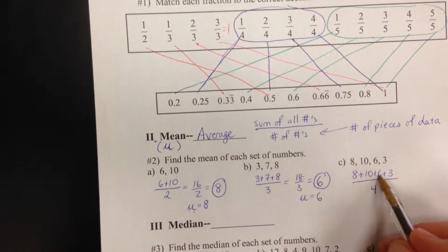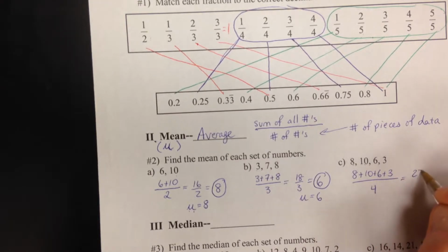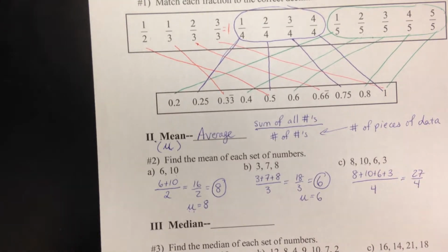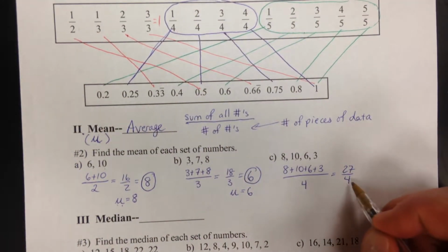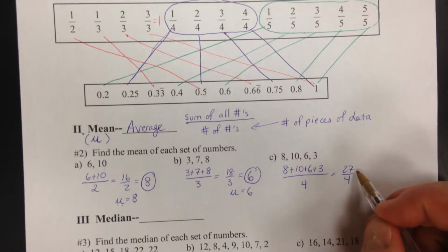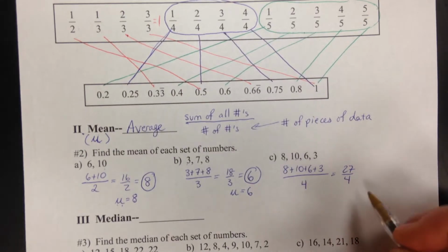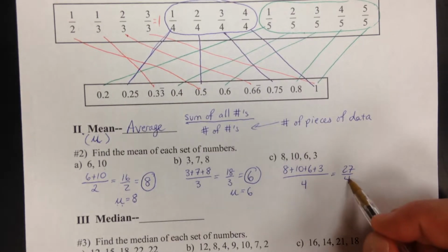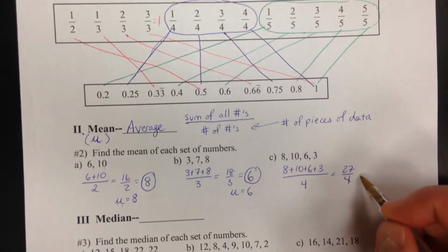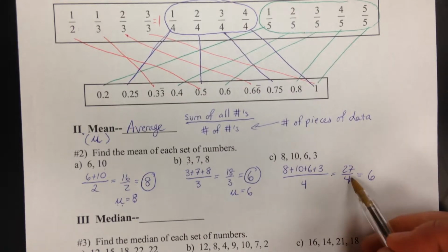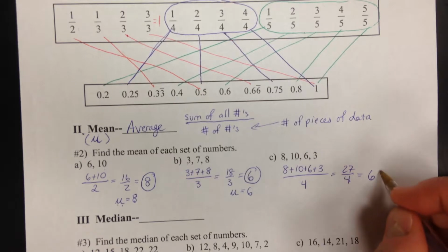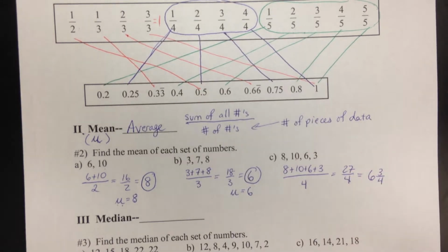So we add these up, 18, 24, that is 27 divided by 4. Now you can do this in your head. How many times does 4 go into 27? Well, it's not perfect, but if I think about multiples of 4, I know that 4 times 4 is 16. 4 times 5 is 20. 4 times 6 is 24. So 4 goes into 27 6 times, but that only gets me to 24. There's still 3 left over. So as a mixed number, it would actually be 6 3/4.